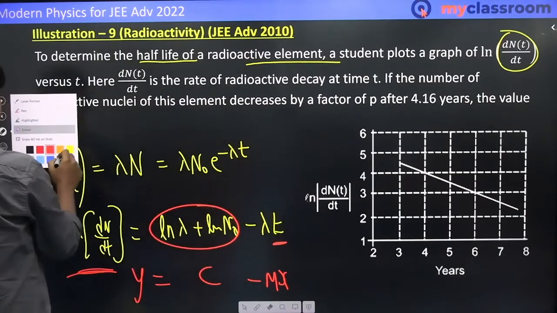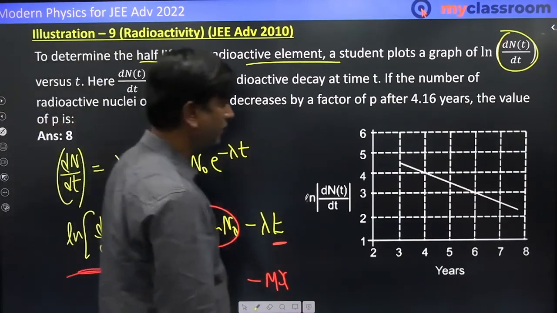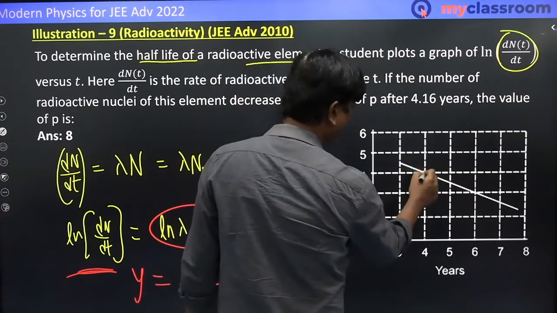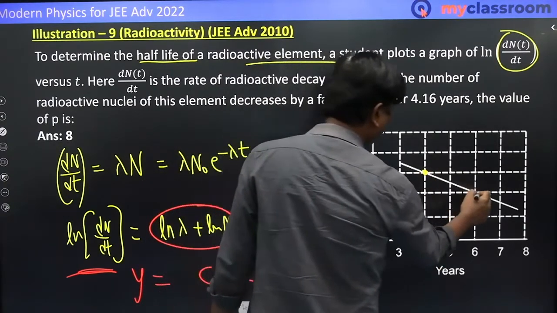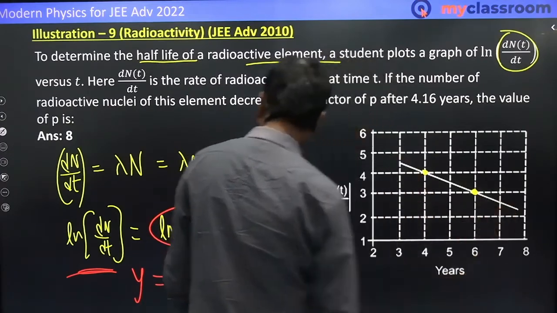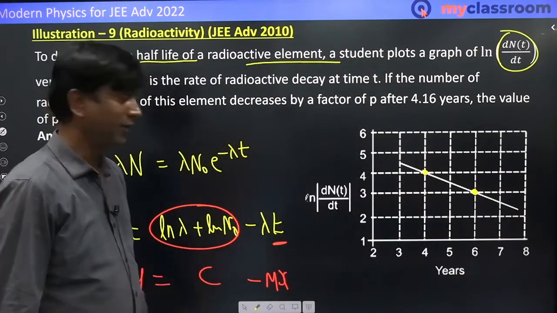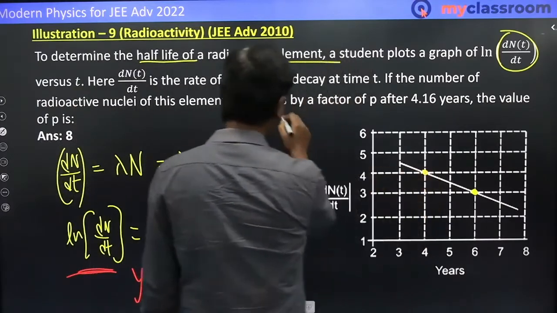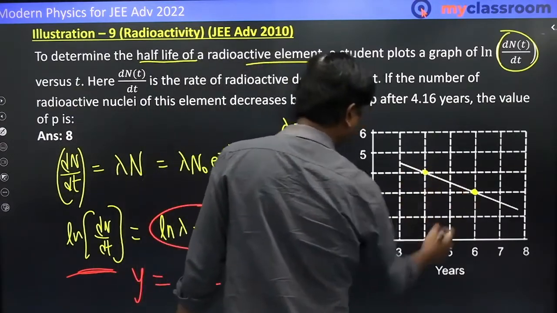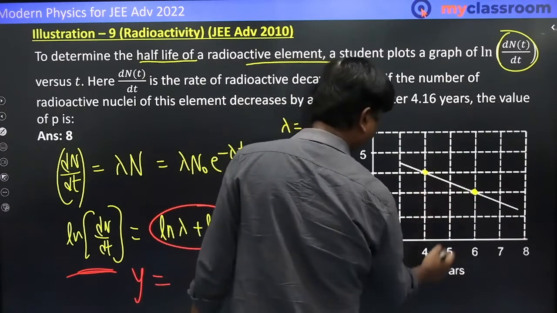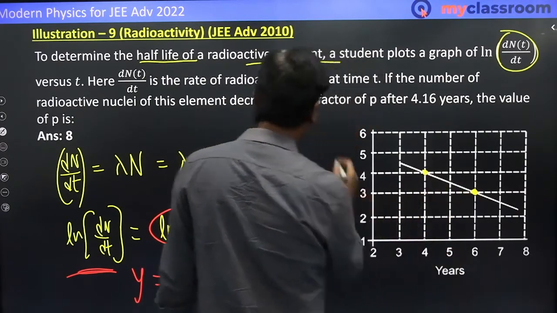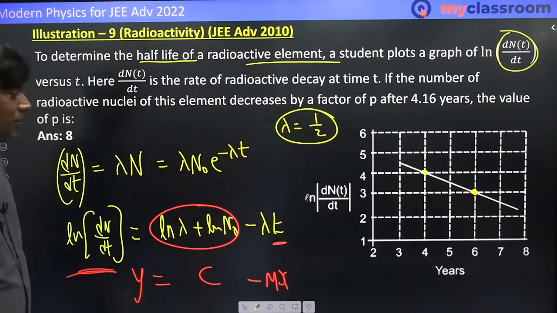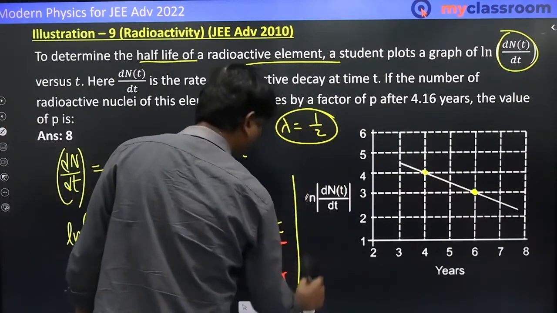So how do you get the slope? The slope is of the straight line. Select the best points, a perfect point here, and here also a perfect point. And yes, it is a negative slope, because it's minus m, but the value will be lambda clearly. So what is the value? Lambda is equal to this by this. This is 1 unit and this is how much? 2. So lambda is 1 by 2.